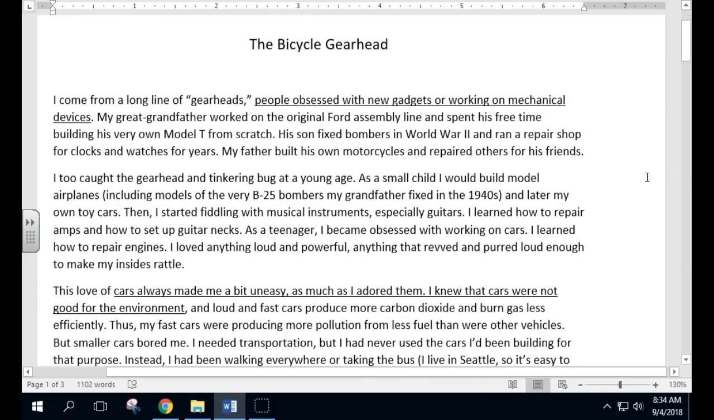So take a minute right now, let's hit pause and quickly skim back over this article. Hit pause and do that now. All right, so hopefully you just skimmed back through this article. It's written from the point of view of a guy. It's in first person. Look, it says, "I come, I too." So it's written in first person, by a guy who used to love to work on cars, and then he got into the bicycle business.